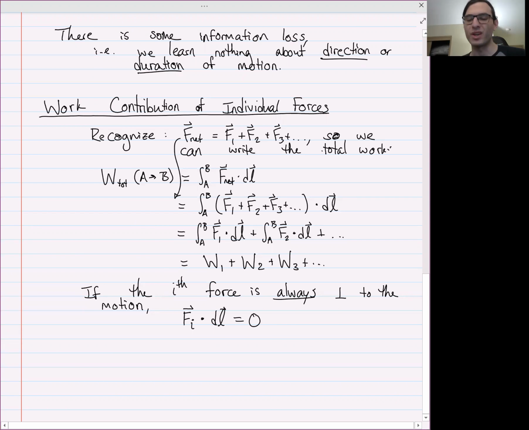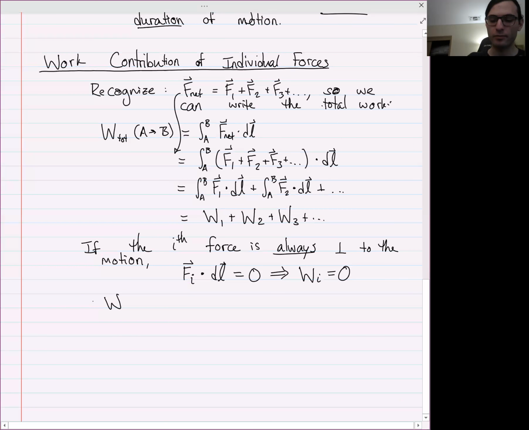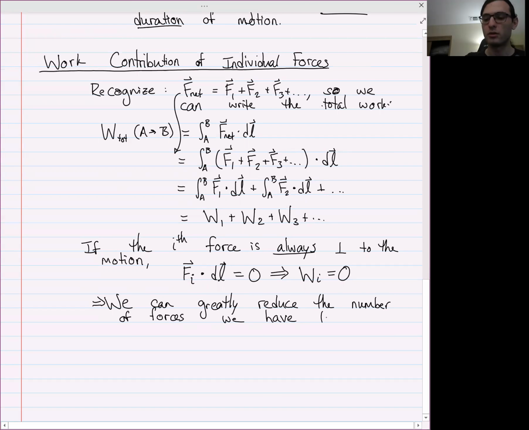Total work is the same as, we don't really use the term net work. I would typically say total work, but they could be the same. So if the ith force dotted into the path is 0, well then the integral of that thing is 0. So that means that the work done by the ith force is also 0. So what it means is we can greatly reduce the number of forces that we have to consider, in some cases, anyway.